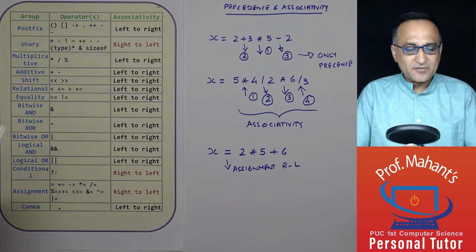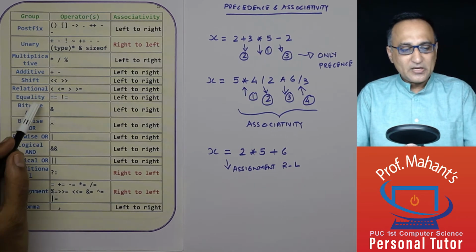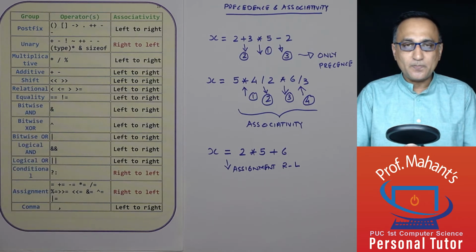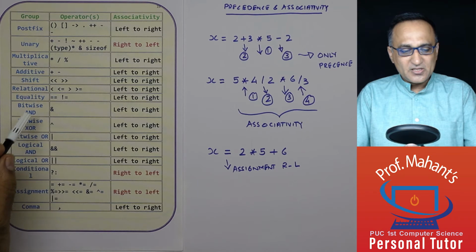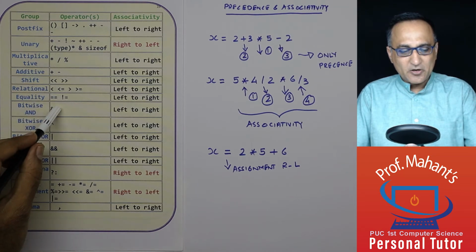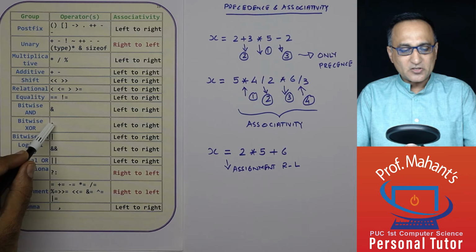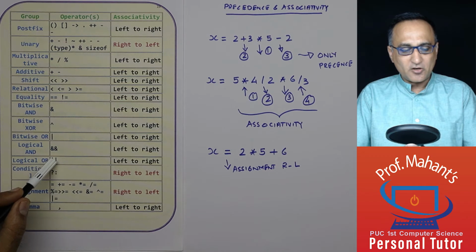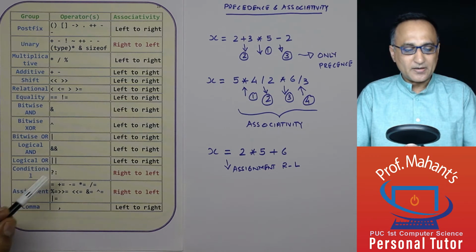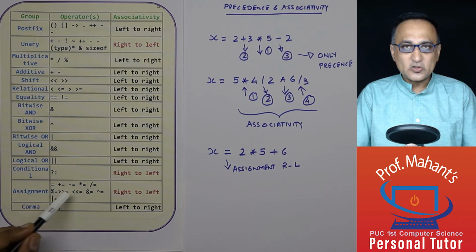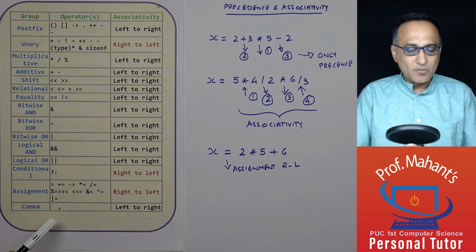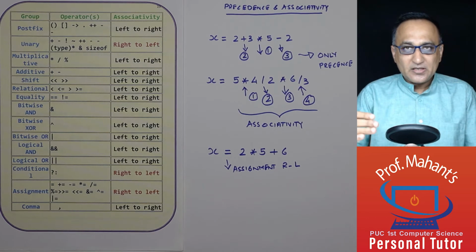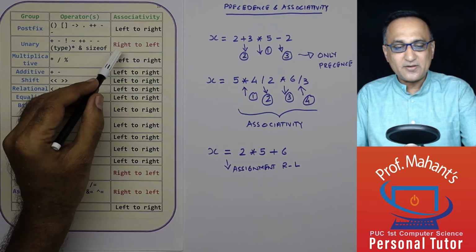After left shift and right shift you have relational operators: greater than, lesser than, greater than or equal to, followed by equality, equal to and not equal to, then bitwise and. Within this group, bitwise AND has higher priority, then exclusive bitwise XOR, and then the OR operator. Again in the logical operators, logical AND, logical OR. Then the ternary operator. Last is the assignment operator and the shortcut assignment operators, followed by the comma operator.